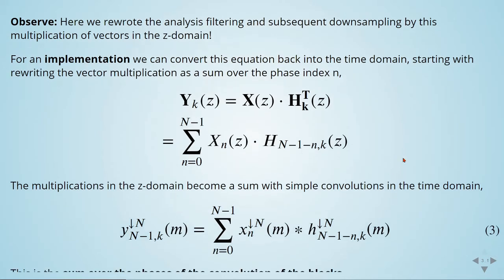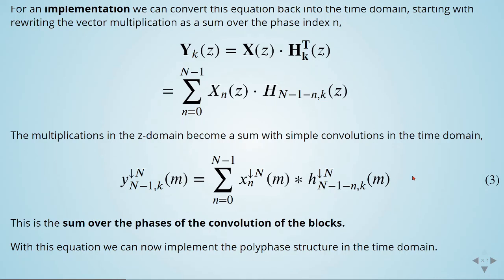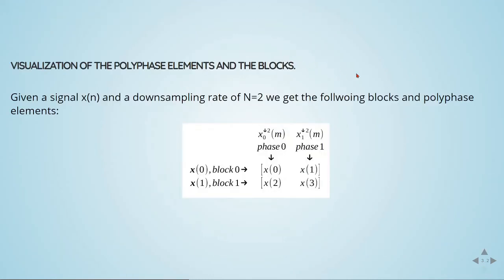The multiplications in the Z domain become a sum with simple convolutions in the time domain, which is here. This is the sum over the phases of the convolution of the blocks. With this equation, we can now implement the polyphase structure in the time domain. So here we have a visualization of the polyphase elements and the blocks. Given a signal x of n and a downsampling rate of N equals 2, we get the following blocks and polyphase elements.